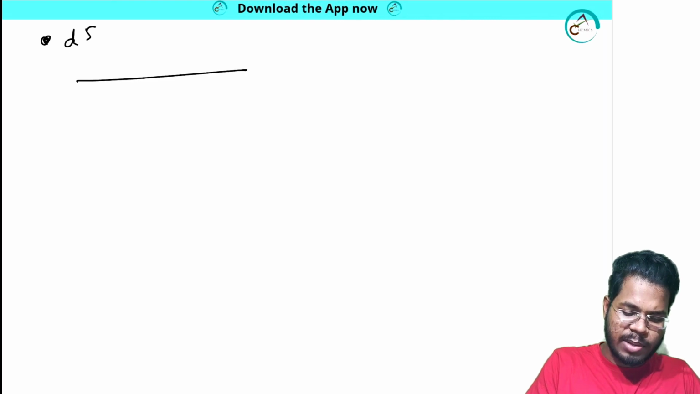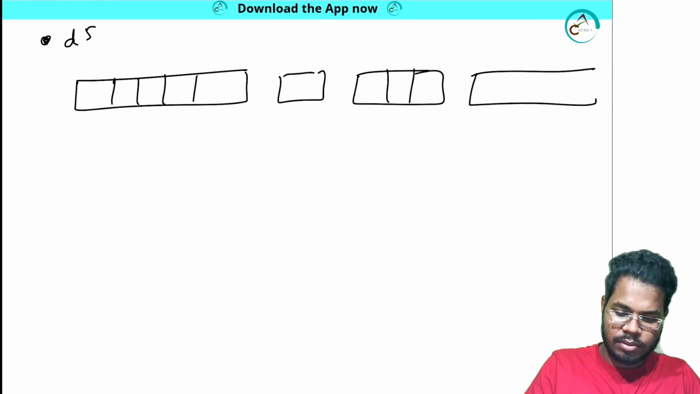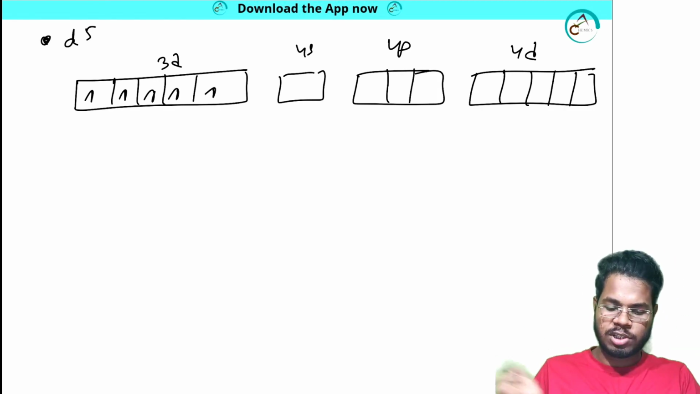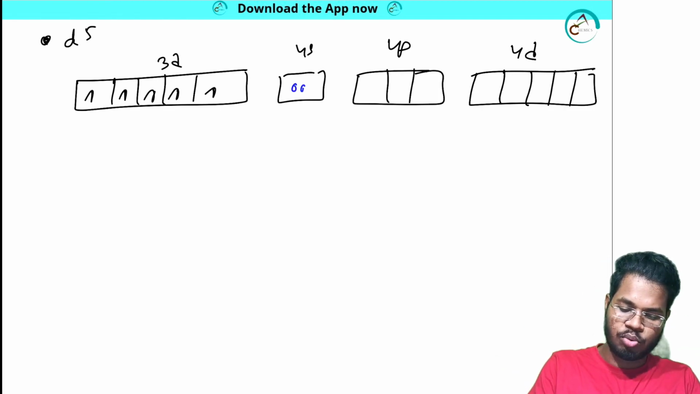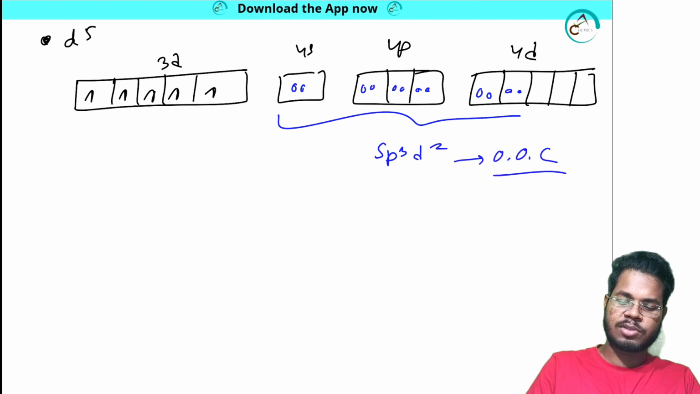d5. In case of the d5 system, I am not giving you examples in detail because it will be boring. 3d, 4s, 4p, 4d: 1, 2, 3, 4, 5. No possibility of pairing. That means in this case 1, 2, 3, 4, 5, 6, 7, 8, 9, 10, so you will get sp3d2 outer orbital complex.